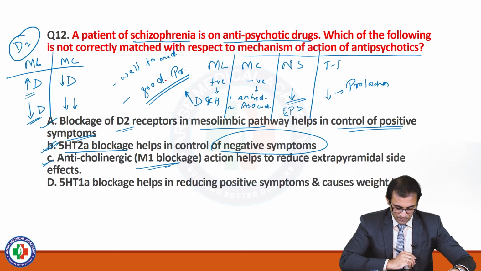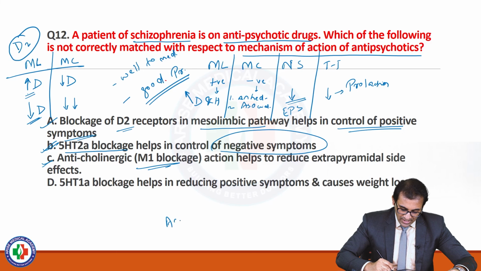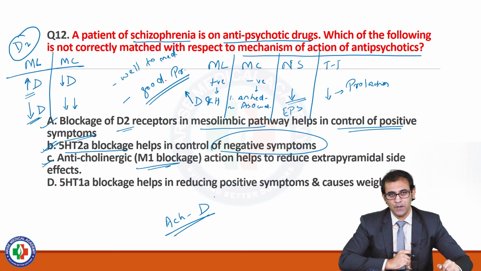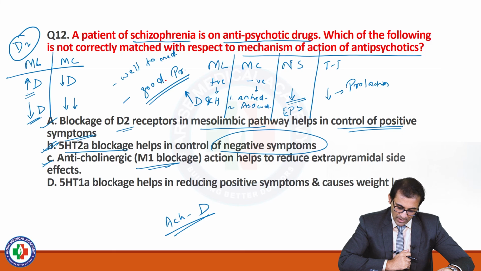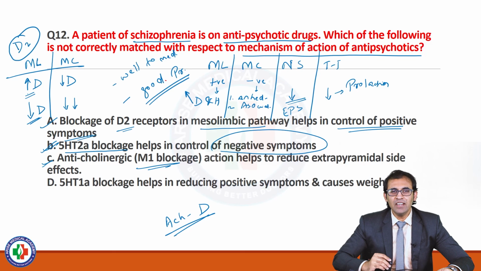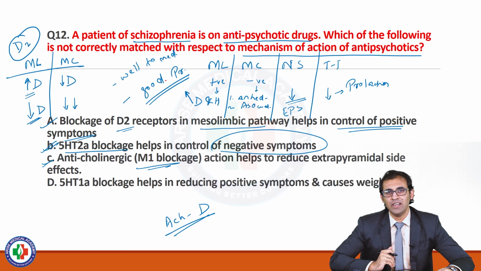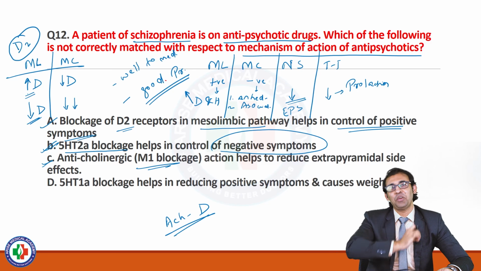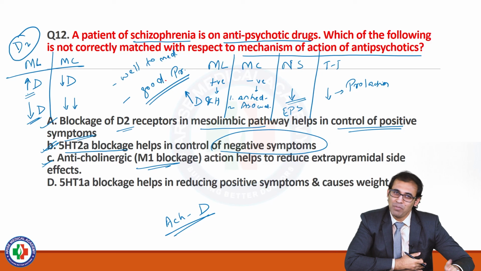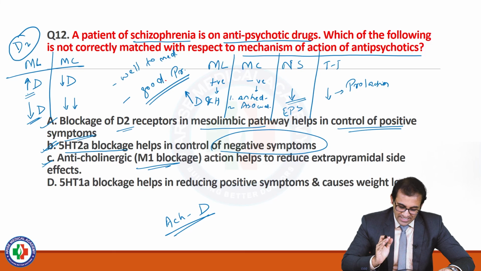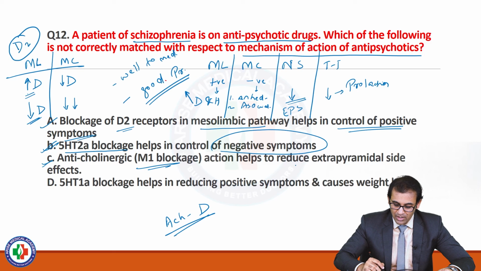See option C. Acetylcholine and dopamine have a balancing effect. I should say that a more potent D2 blocking effect will have less anticholinergic effect. And do remember that D2 blockade is responsible only for what? Extrapyramidal symptoms. So option C, yes, M1 blockage action helps in reducing EPS. Yes, this is also true.